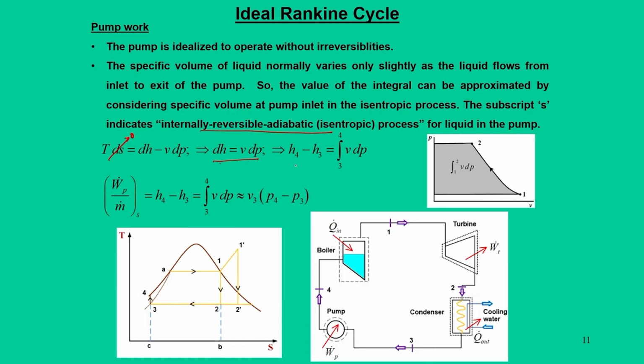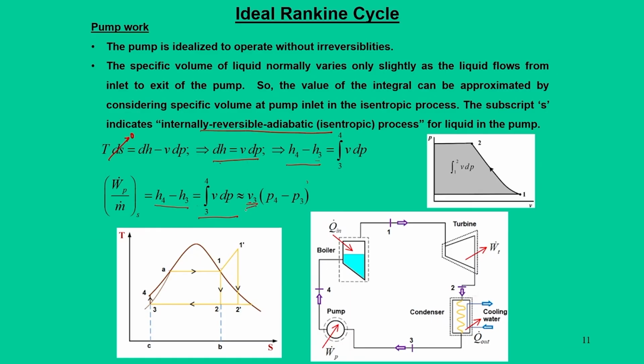So, we rewrite this equation as H4 minus H3 as integral of Vdp, and H4 minus H3 is nothing but the input work per kg of fluid or water. So, this becomes W dot P by m dot is H4 minus H3. So, that is nothing but integral of Vdp. Here the assumption is that since we are handling liquids in the pump, the specific volume does not change, so it comes out of the integral.